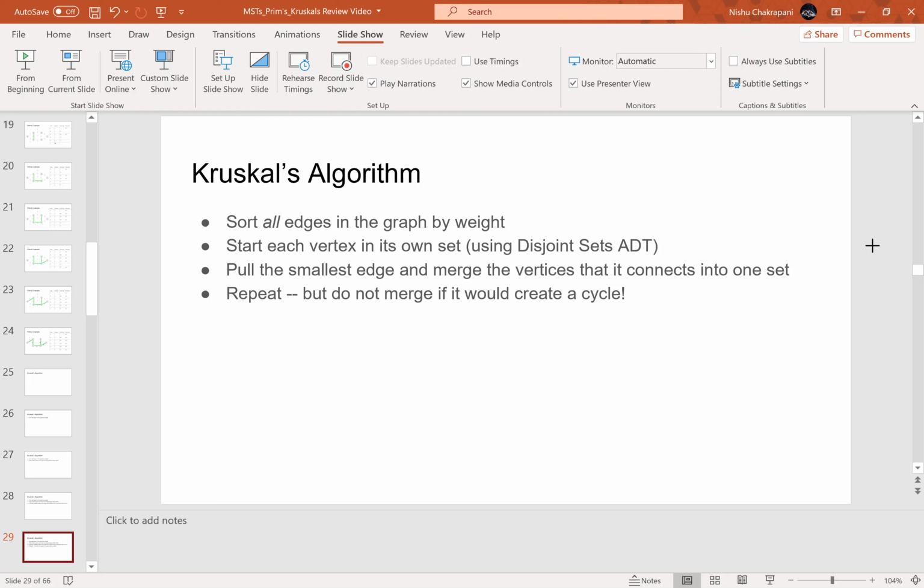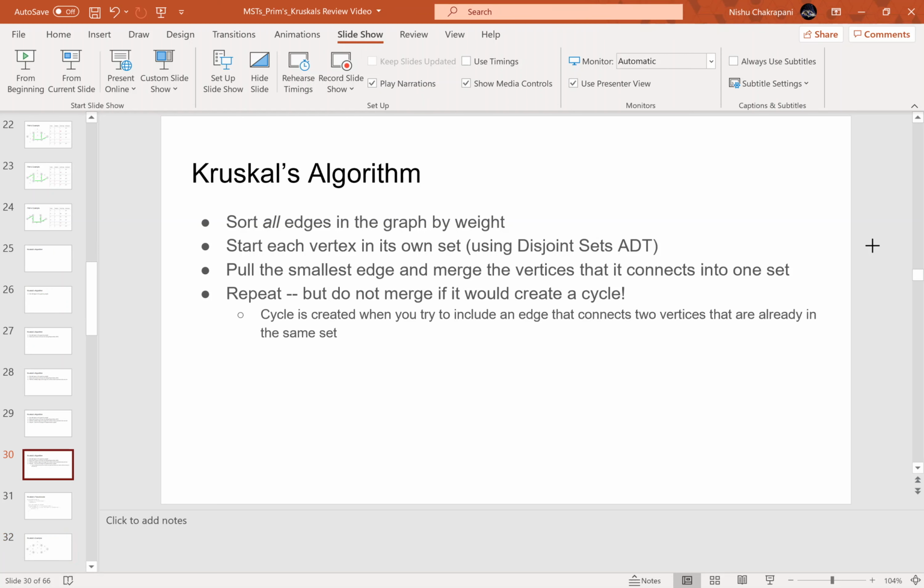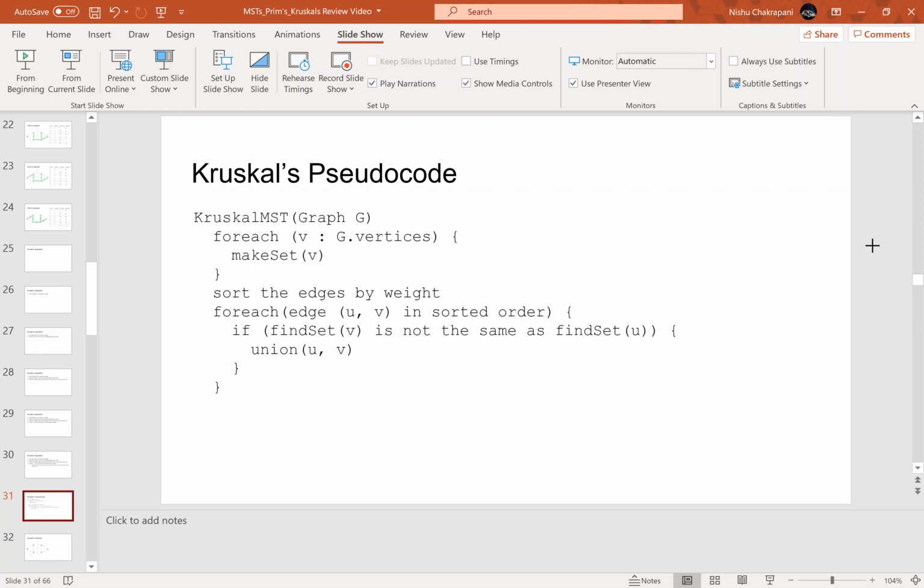And the way you would know if it creates a cycle is if the two vertices that edge connects are already in the same set. If they are already in the same set, then including that edge would make a cycle. So you would ignore that edge. So you only want to include an edge in your MST and merge if those two vertices are in separate independent sets.